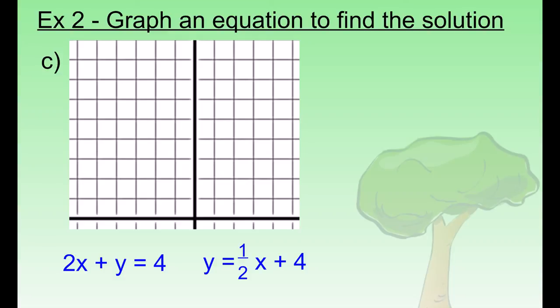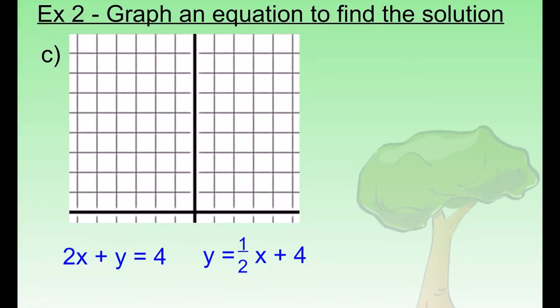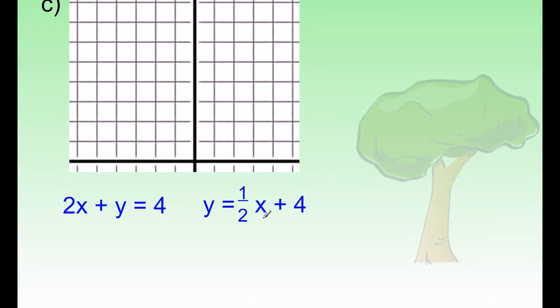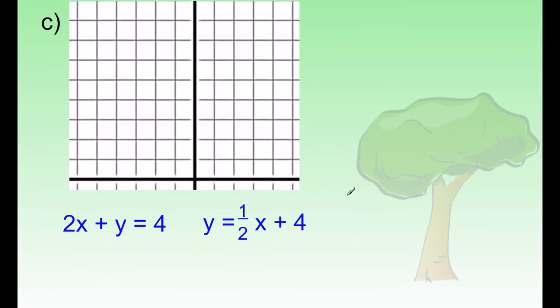All right. So, graphing. The first equation is already in slope-intercept form. That is the y equals mx plus b, where again the slope, intercept.